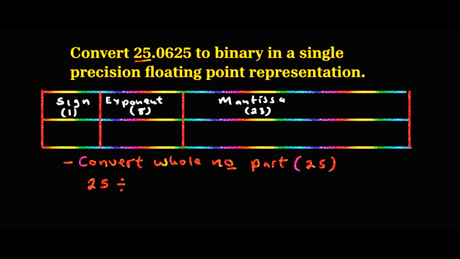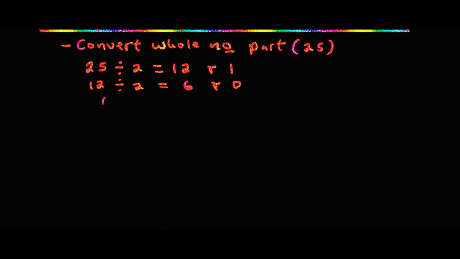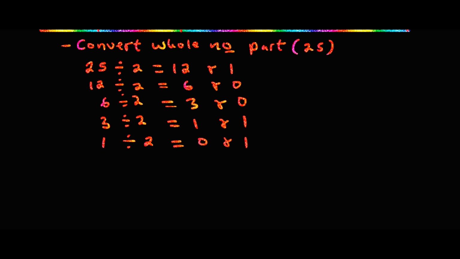So 25 divided by 2 is equal to 12.5. So long as there's a decimal remainder, we say there's a remainder 1. Then the next one is 12 divided by 2, and that is 6, and there's no remainder, so remainder 0. And then 6 divided by 2 is 3, remainder 0. Then 3 divided by 2 is 1, remainder 1. Then 1 divided by 2 is 0, remainder 1. Then we read these values going upwards, so that we have 1, 1, 0, 0, 1, base 2. So that is the whole number portion of the decimal number that we have.